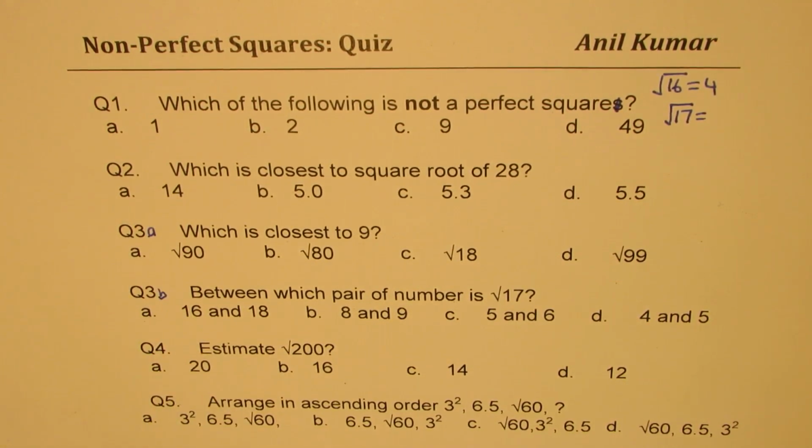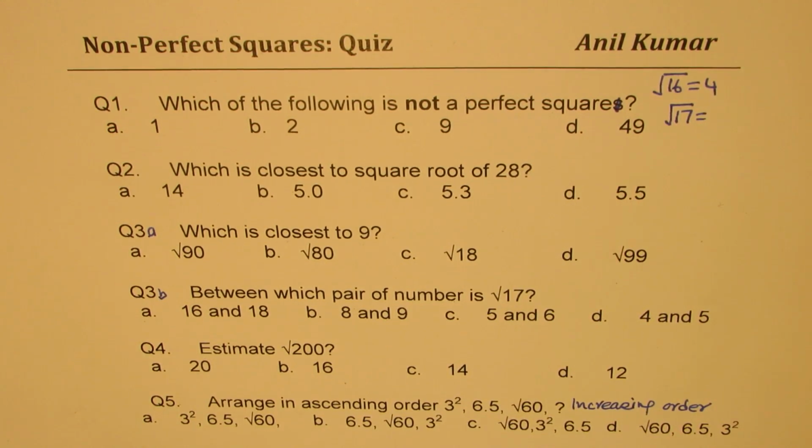Which is closest to square root of 28? 4 options are given to you. Question 3A. Which is closest to 9? Question 3B. Between which pair of numbers is square root of 17? Question number 4. Estimate square root of 200. And question number 5 is arrange in ascending order. That means increasing order. So the smallest number comes first and it increases as you move from left to right, correct? So these are the questions for you. Now let us see how to answer them.